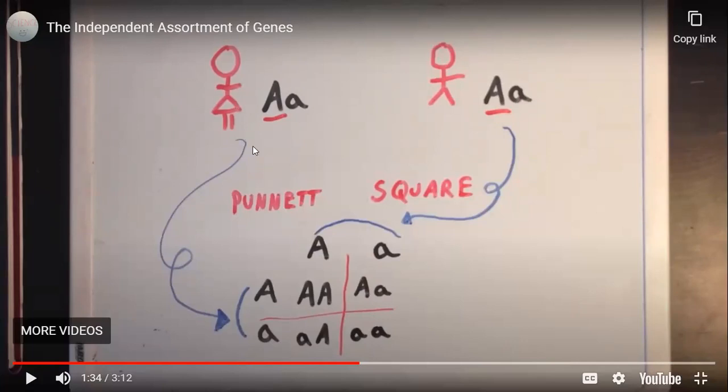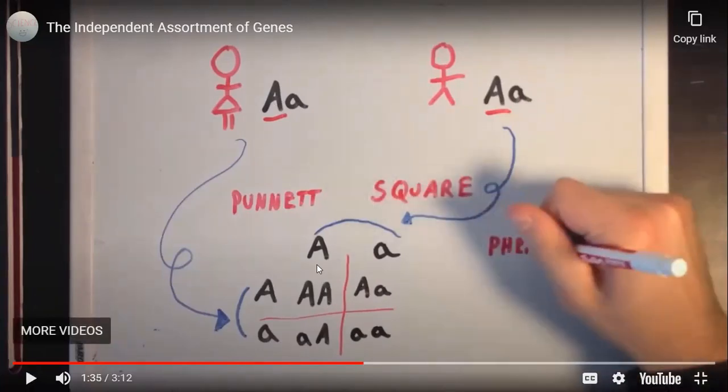Now, this parent has these two alleles in its body cells. When meiosis happens to produce sex cells, each sex cell will have either this or that. That's why we put on the Punnett square the possible alleles of each gene for each sex cell. Each gamete will have only one allele of the gene.